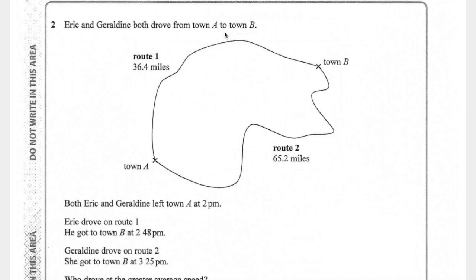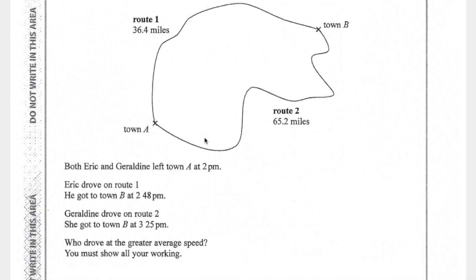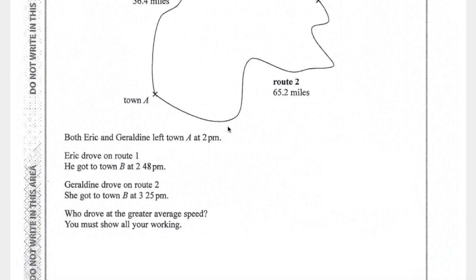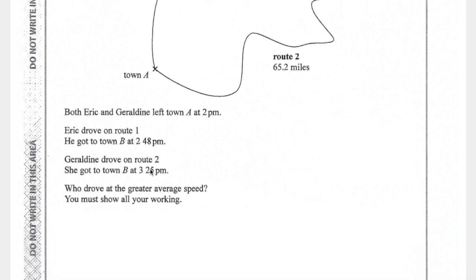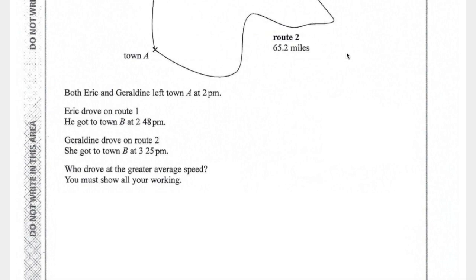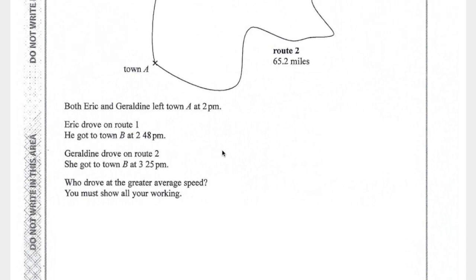Question 2 says Eric and Geraldine both drove from town A to town B, and here they give us a diagram, and it says both Eric and Geraldine left town A at 2 p.m. Eric drove on route 1, he got to town B at 2:48 p.m. Geraldine drove on route 2, she got to town B at 3:25 p.m. Who drove at a greater average speed? You must show all your working.